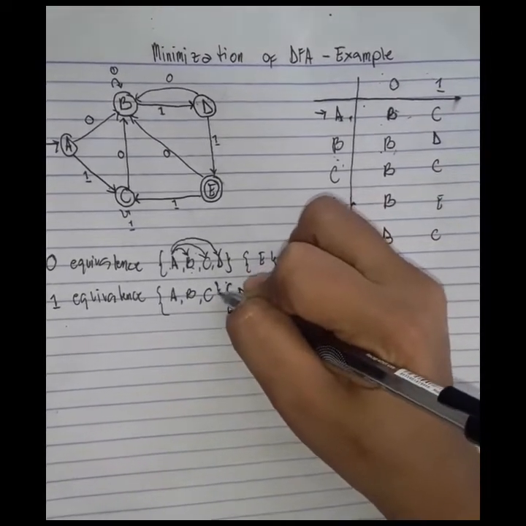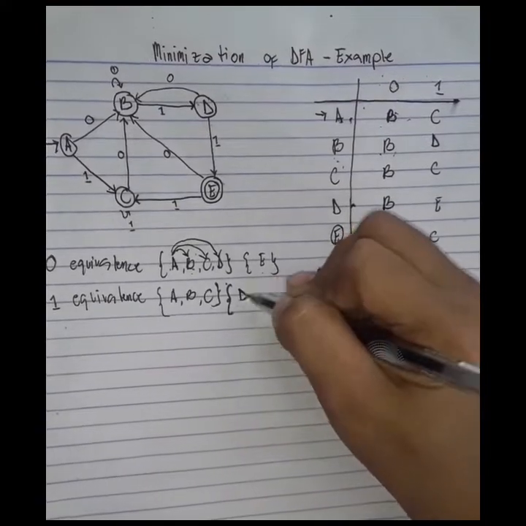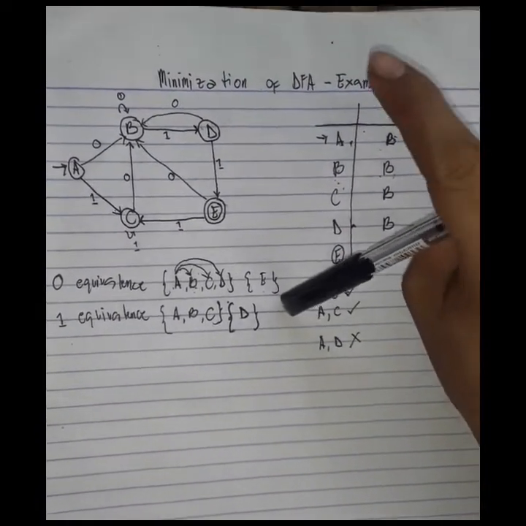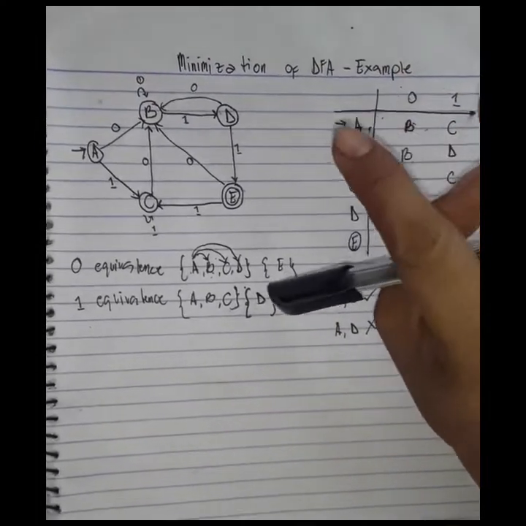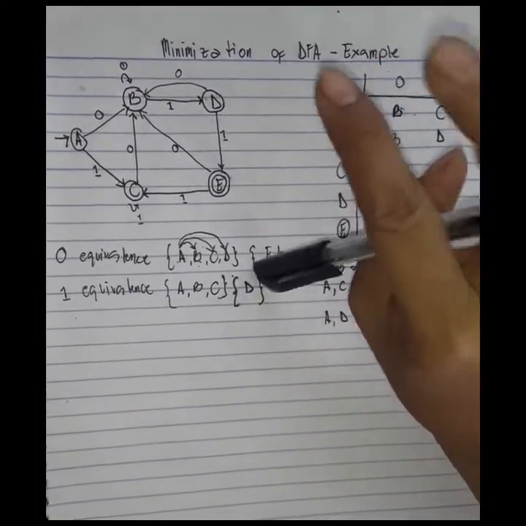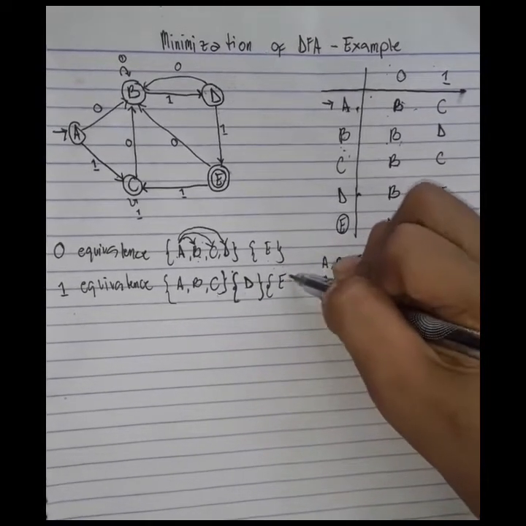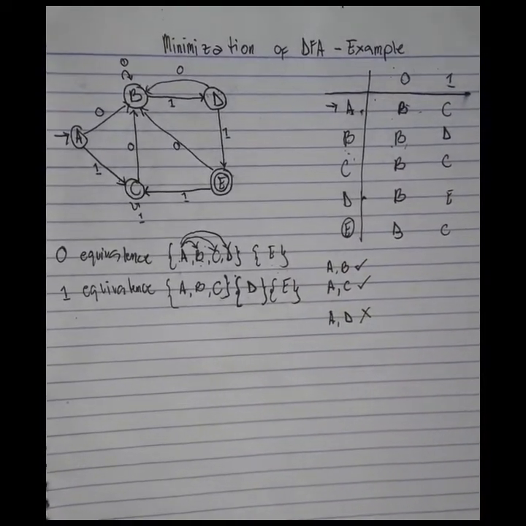You have to close this and this. So this set E, this is in another set. So you have to bring down the E.